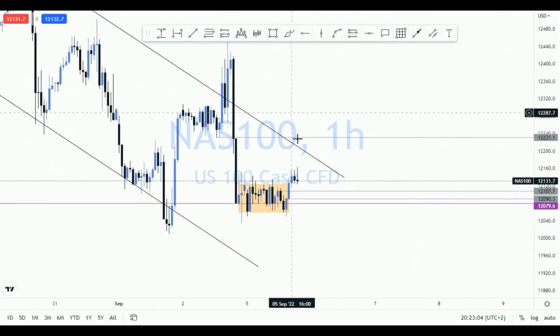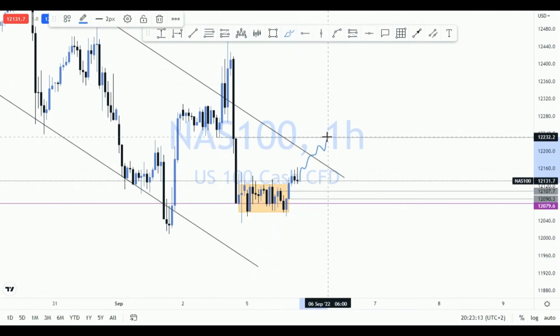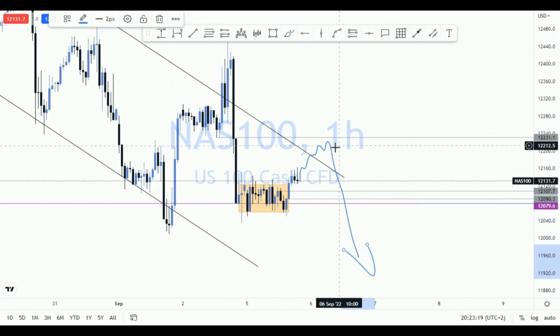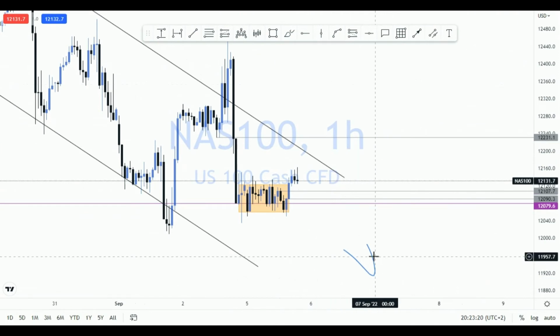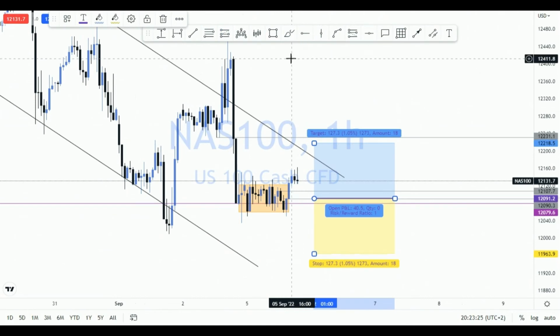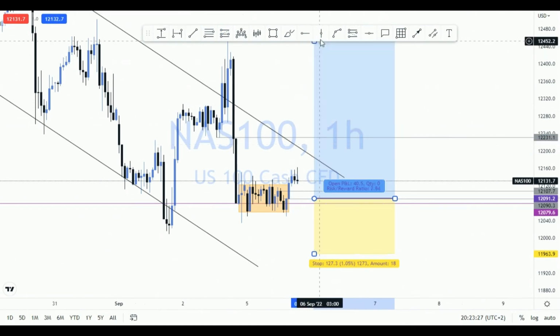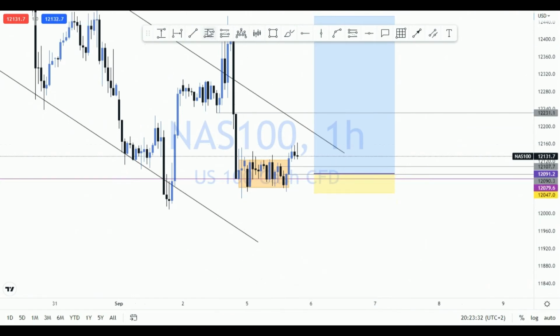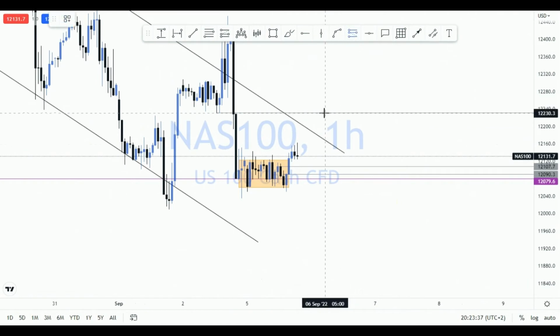Another situation we could have here is this: we have this consolidation, a potential move to the upside to come up to this level to then continue with a push to the downside. So there's two scenarios that I'm looking for. It's either we're looking for this one, or we're looking for this one right here.